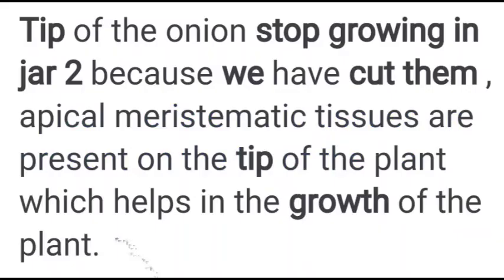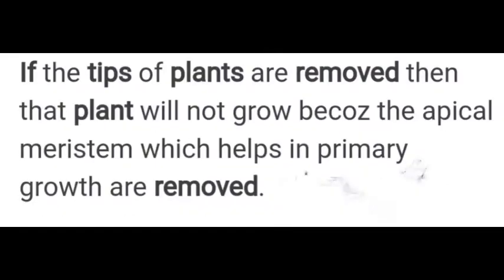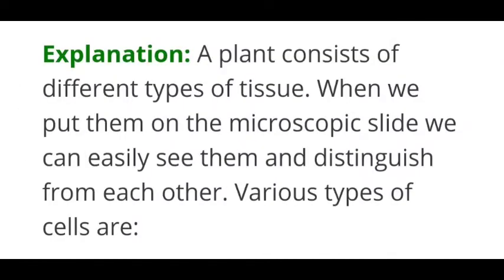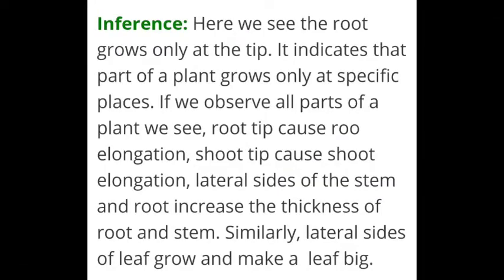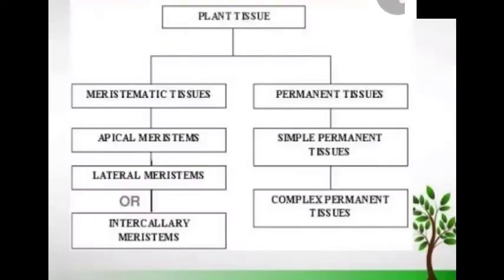The tips of roots stopped growing in jar 2 because the tips of these roots were cut down and the tissues which helped in the growth of roots, that is the meristematic tissues, are removed from it. What do we conclude? The growth of plants occur only in certain specific regions. This is because the dividing tissue, also known as the meristematic tissue, is located only at these points. The meristematic tissues are classified as apical, lateral and intercalary.